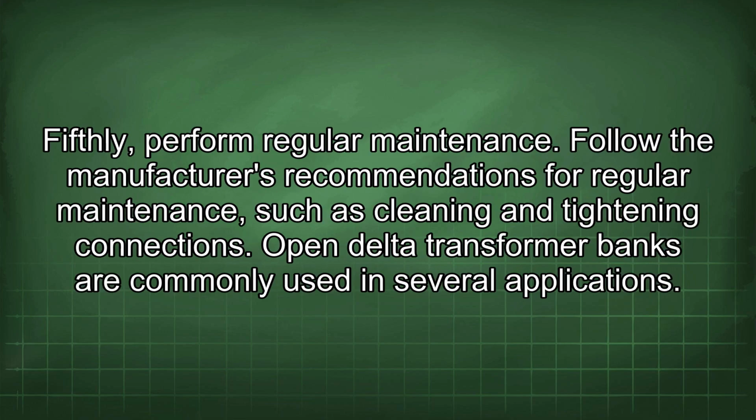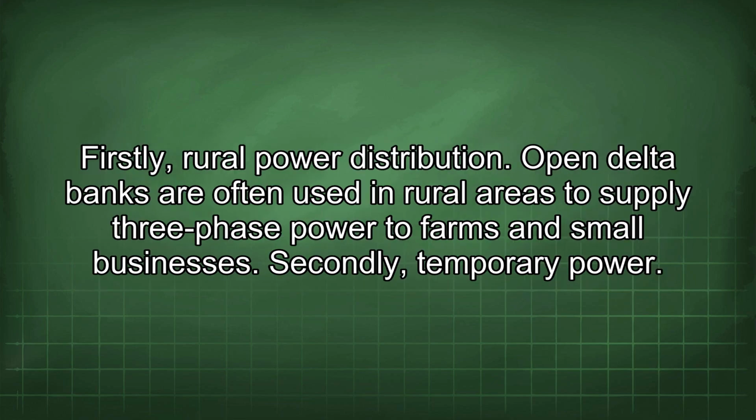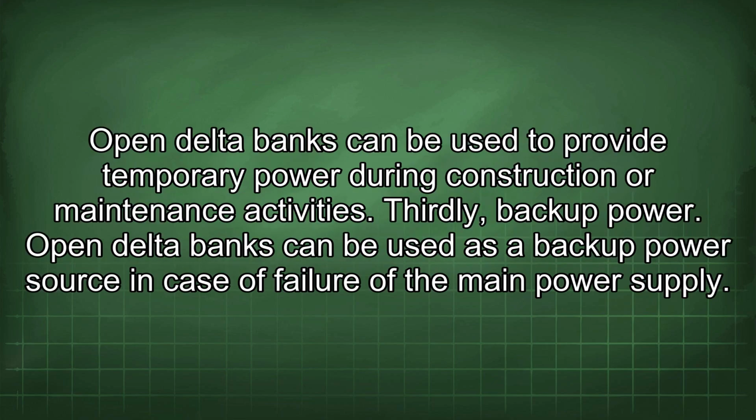Fifthly, perform regular maintenance. Follow the manufacturer's recommendations for regular maintenance, such as cleaning and tightening connections. Open delta transformer banks are commonly used in several applications. Firstly, rural power distribution. Open delta banks are often used in rural areas to supply 3-phase power to farms and small businesses. Secondly, temporary power. Open delta banks can be used to provide temporary power during construction or maintenance activities.